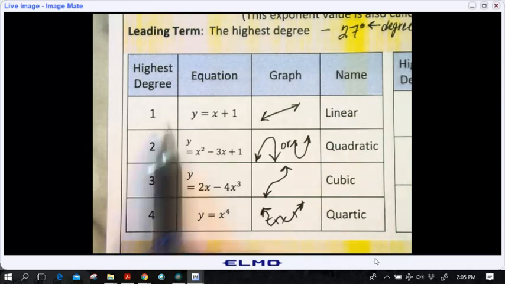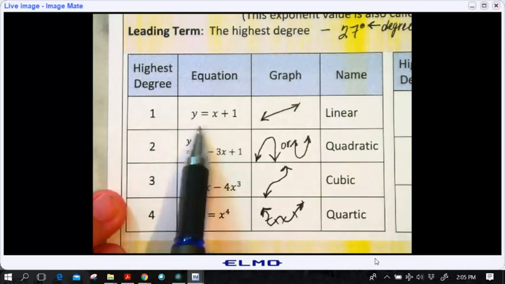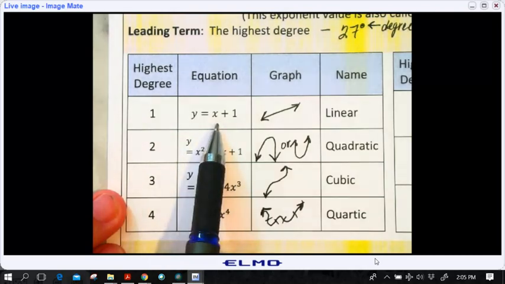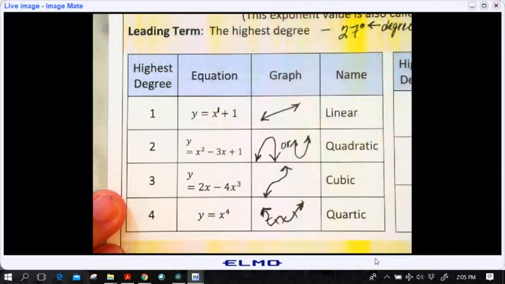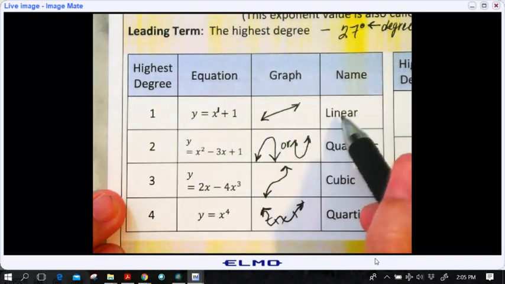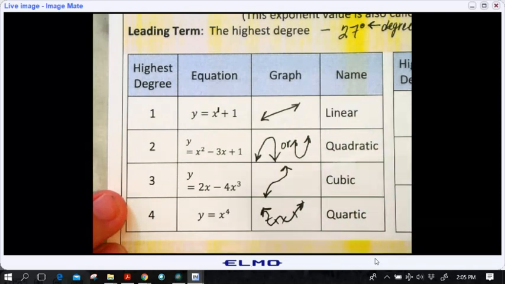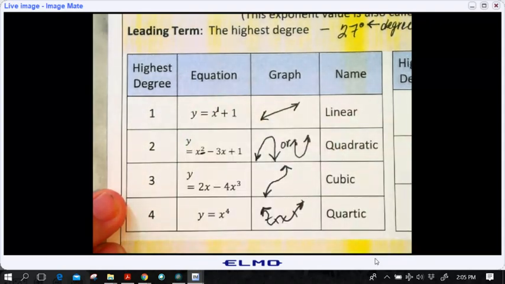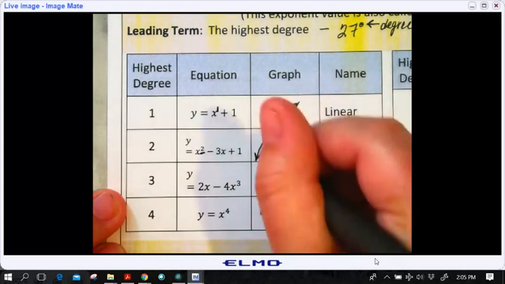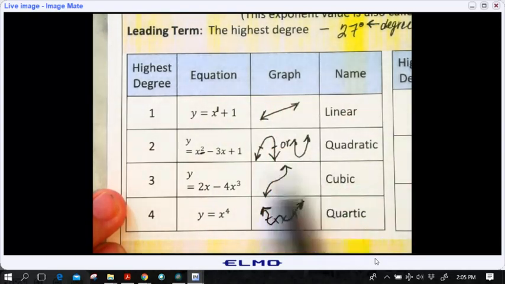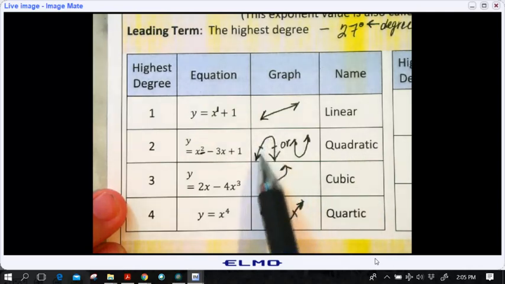Okay, so if the highest degree is 1, you can see y equals x plus 1. The exponent here is a 1, so this is a linear polynomial or a linear equation. What if the highest degree is 2? So the highest degree in this case is a 2. So we will have a single curve, okay? Goes up and then it changes direction and it comes back down. So it changes direction one time, okay? And that is referred to as a quadratic.